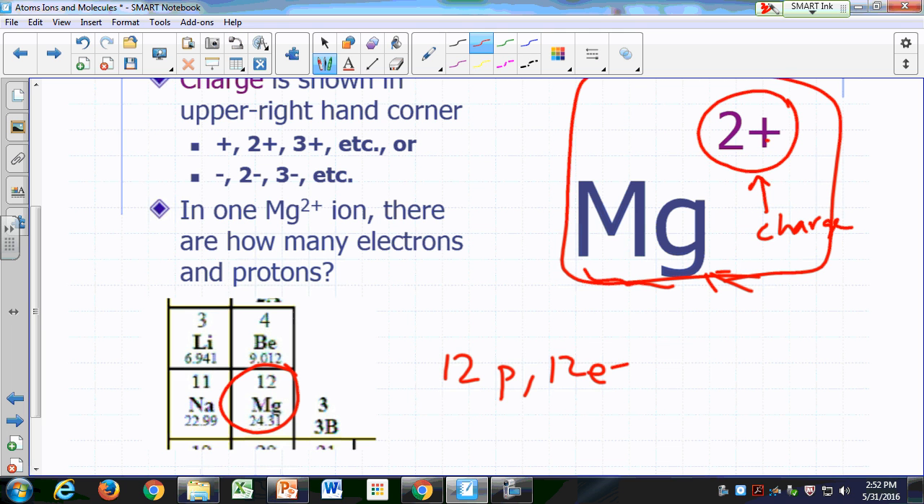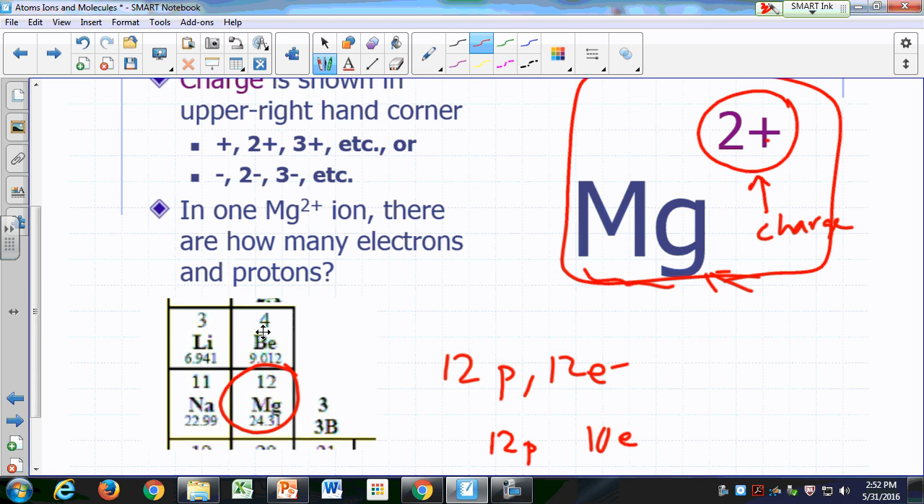So that means it will still have 12 protons. Remember, it's only the electrons that transfer. So how could it have a positive 2 charge? That means it has 2 more positives. So that means how many electrons do you have left? 10 electrons. So you have 12 protons and 10 electrons.